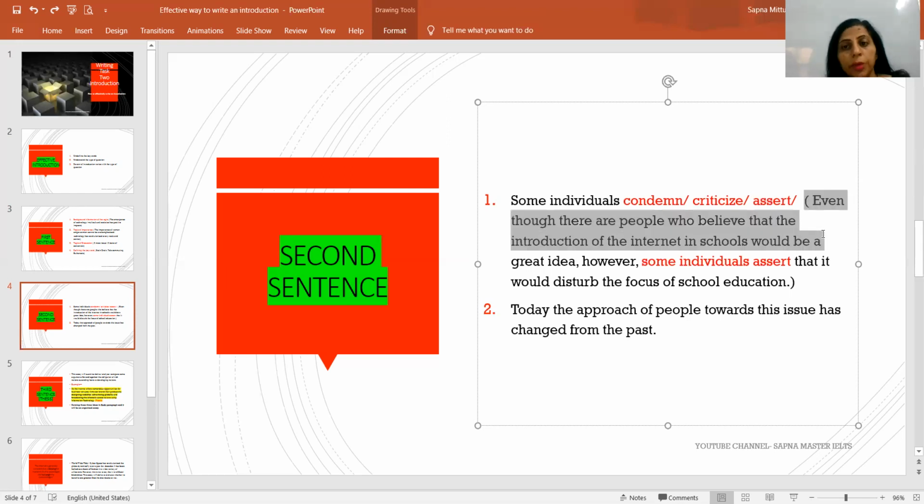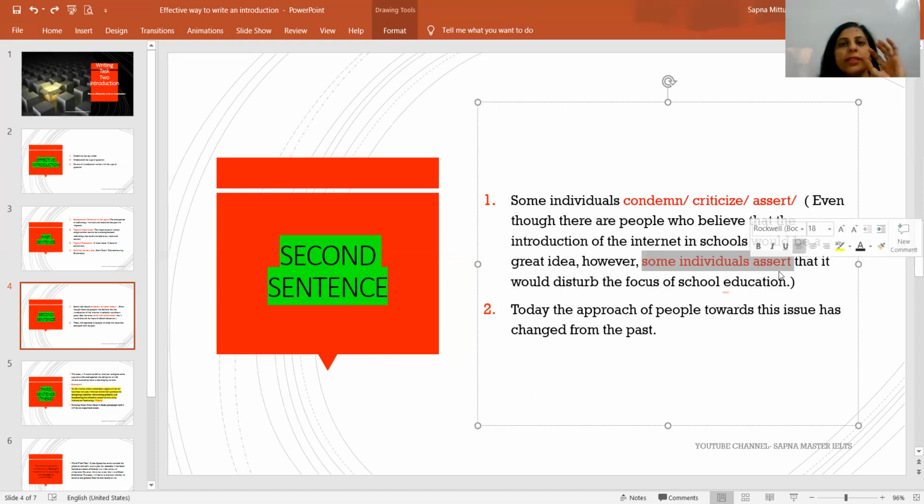Even though there are people who believe that the introduction of internet in schools would be a great idea, however, some individuals assert that it would disturb the focus of school education. So you have used some individuals here also. So I have given the example exactly like that. And one more thing, I have used even though, and then I used however.